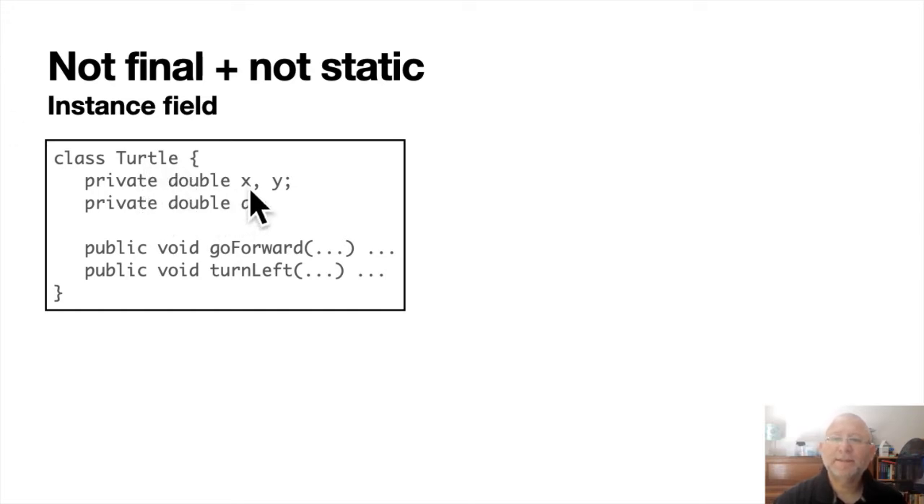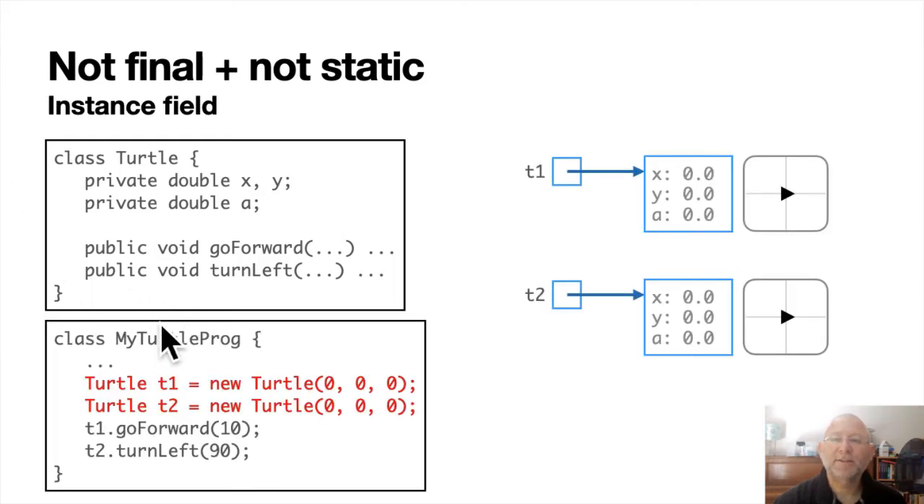Here is class Turtle. It has these fields x, y, and a to indicate its position and the angle it's facing. They're not final and they're not static. So every instance of Turtle will have its own copy of x, y, and a. There are methods we can apply to the turtle. So let's see how this is used.